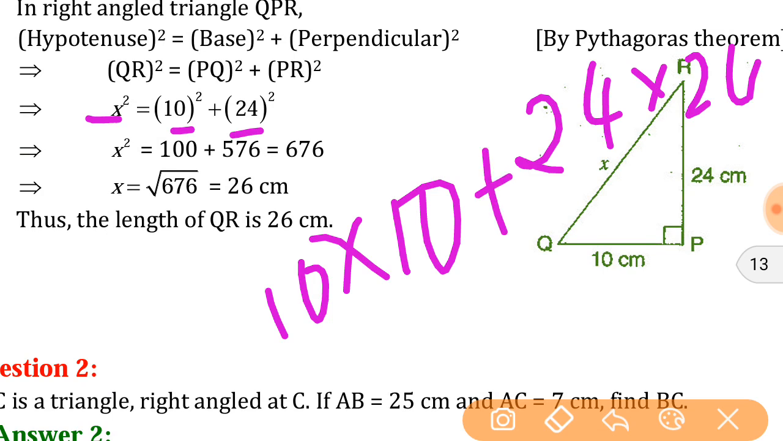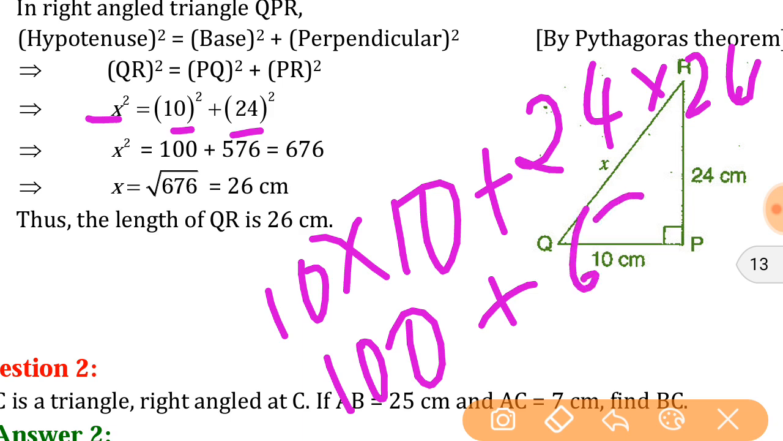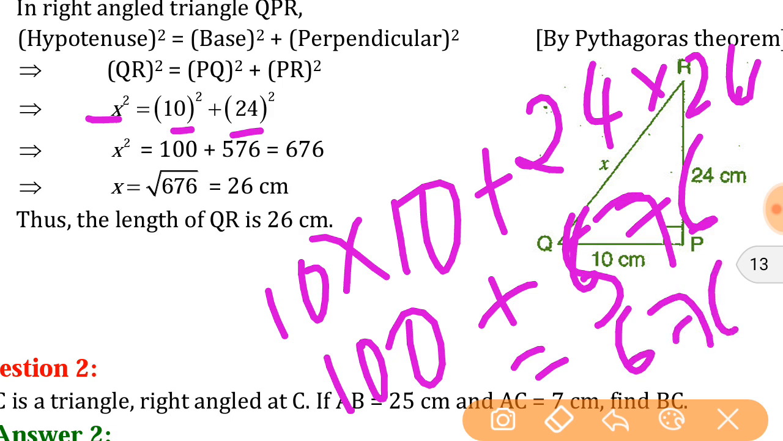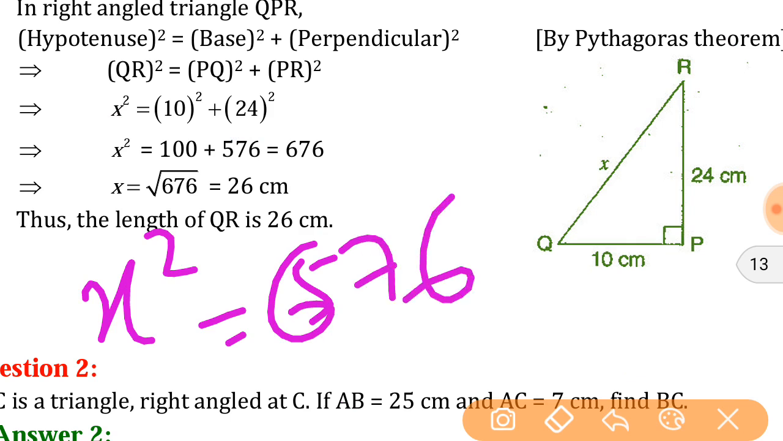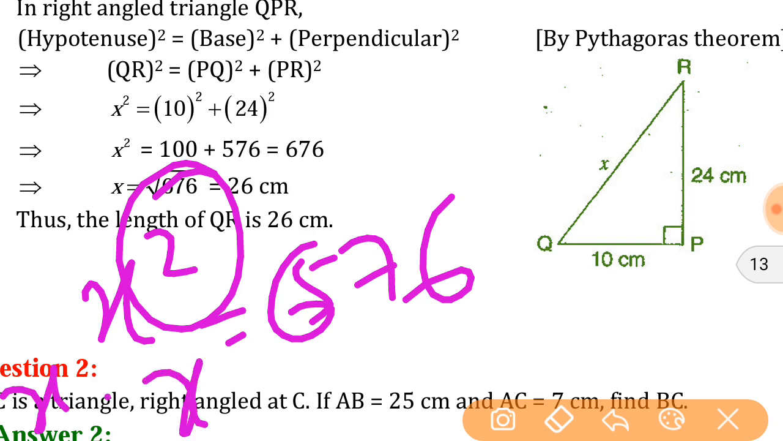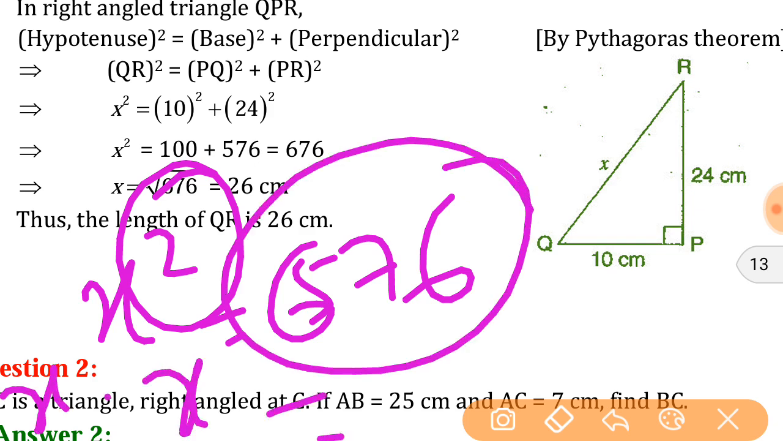How much is the multiplication? 100 into 100, 10 into 10, 100, 24 into 24, 576. So add it, you will get 676. Okay, x square is 676. Only we need x and not x square. So x is x into x, meaning by which number you multiply to get 676. That is called a square root.